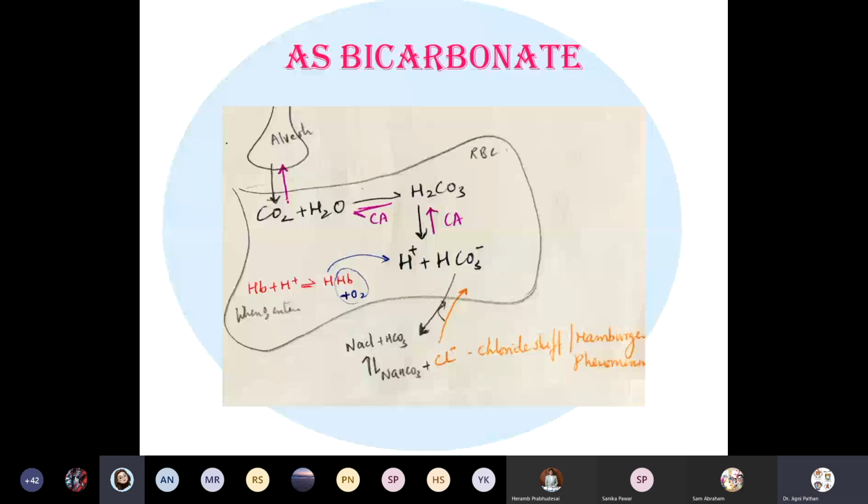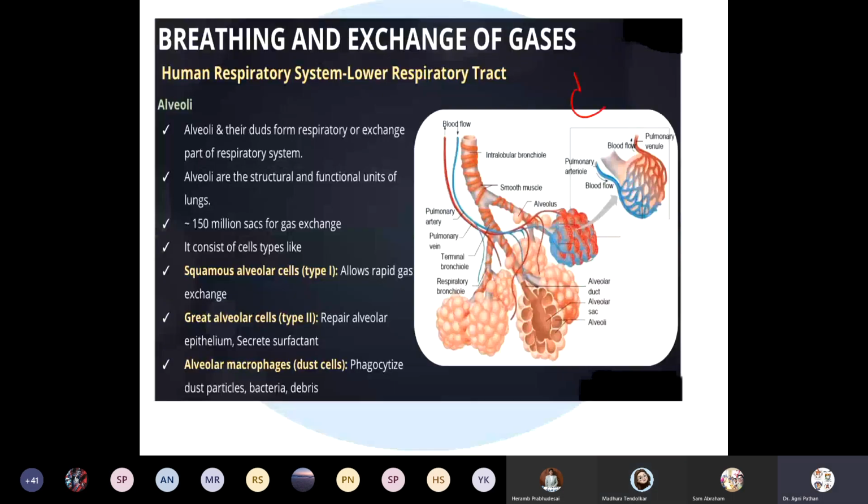Ma'am, could you go back to that slide? See, listen to what we mean by dead space volume. If this is an alveoli, I hope you are able to see the slide. Can you all see the alveolar structure slide? Yes, ma'am. Okay.